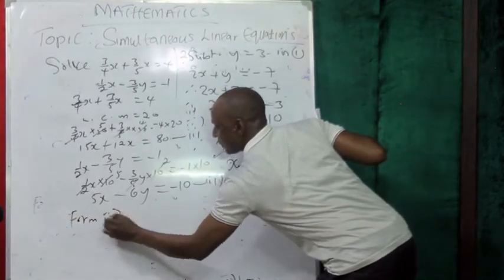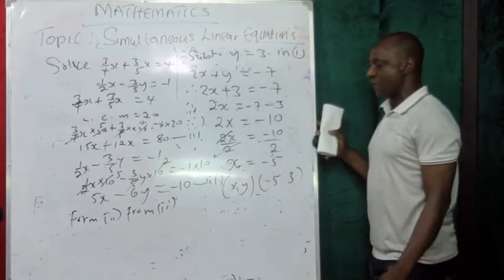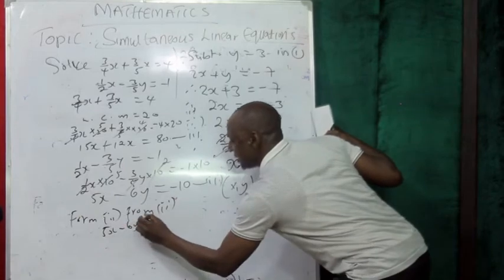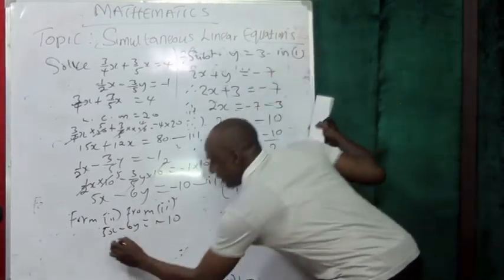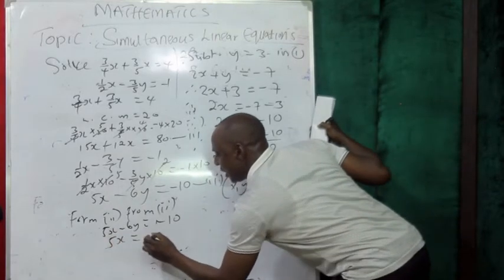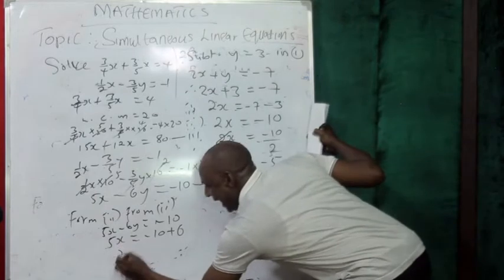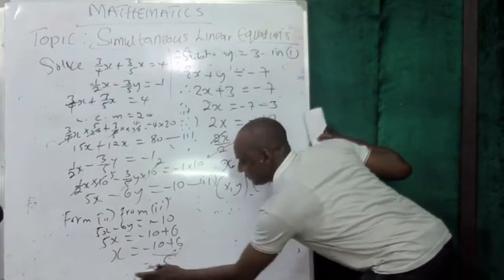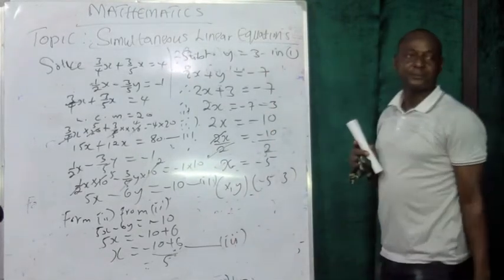So if we are to use the substitution method for this question, I will say from 2, I have 5x minus 6y equals negative 10. And my 5x equals negative 10 plus 6y. And my x equals negative 10 plus 6y upon 5. And this will serve as my equation 3.